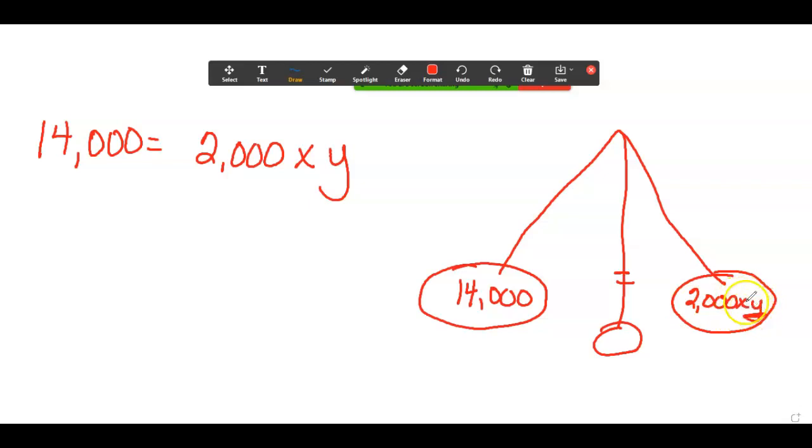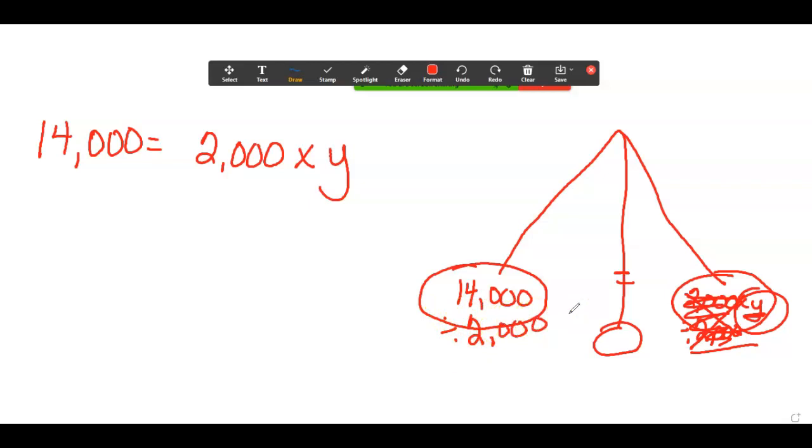What is the opposite of multiplication? That is correct. The opposite is division. So if I divide by 2,000, y is all by itself. But if I do it on one side, I have to also do it on the other. So that means I want to divide by 2,000 over here.